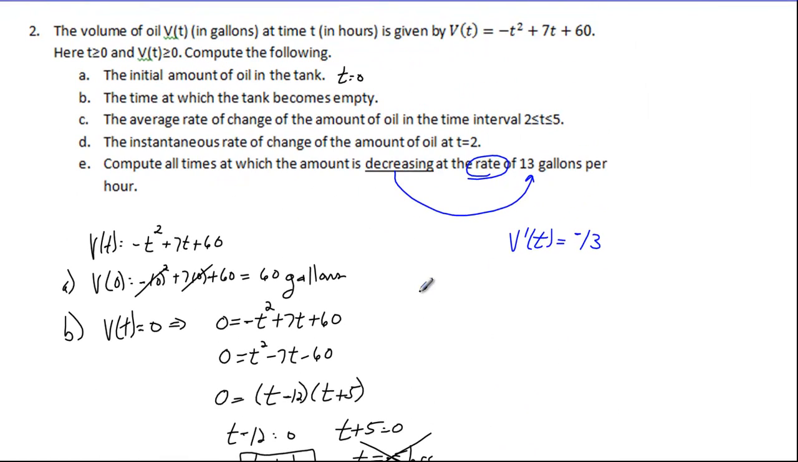So hopefully this question didn't give you too much of a problem, and if it did, go back and review some of the earlier portions of this course, specifically when we talk about average versus instantaneous rate of change. And then you might actually have to go back and look at some of our algebra and pre-calculus.